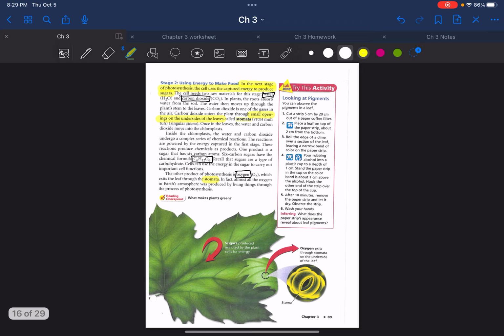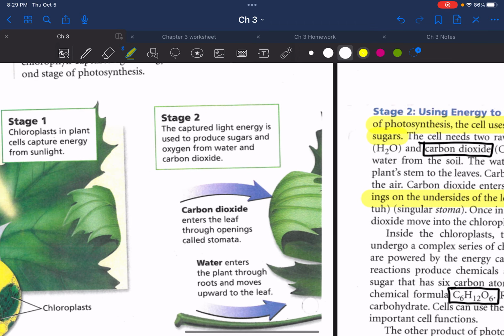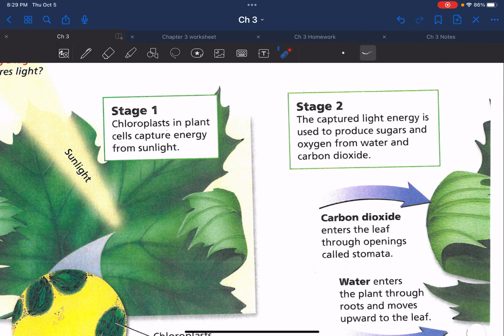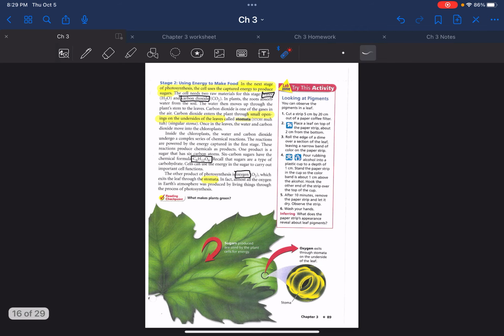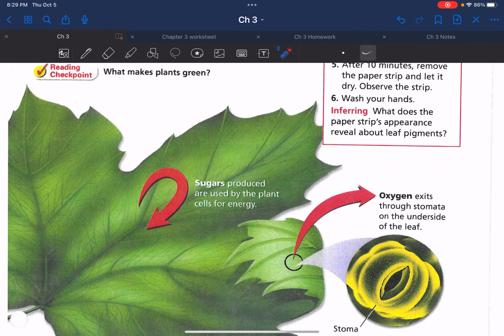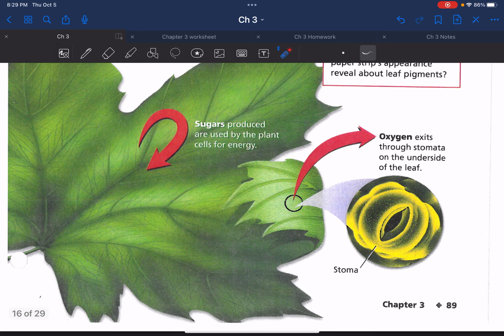I'm going to go back to this page real quick. I want to read stage 2 now. Stage 2. The captured light energy is used to produce sugars and oxygen from the water and carbon dioxide. Carbon dioxide goes in through the stomatas. They're so tiny you can barely see them. Water goes up the roots. And here's the result. Sugars produced are used by that plant cell for energy, and out of the stomata comes oxygen. Oh, look at that stomata.